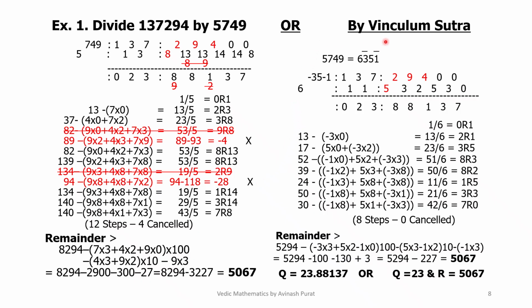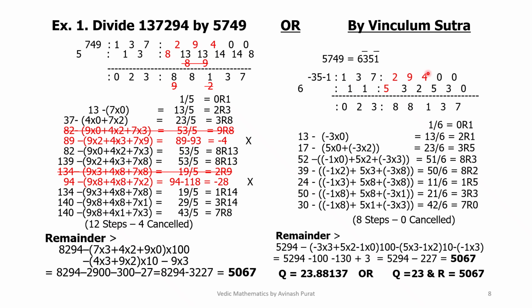Now we take help of Vinculum Sutra. Here 5749 is divisor, that is equal to 6 bar 3 5 bar 1, that is the divisor. So 6 is first divisor, minus 3 5 minus 1 is Dhvajanka 3 digits.